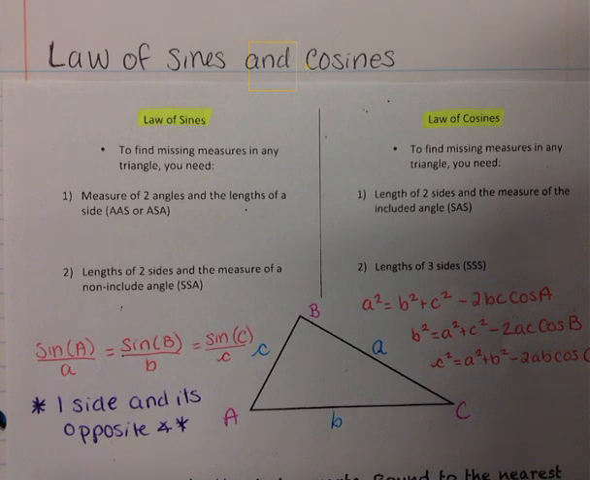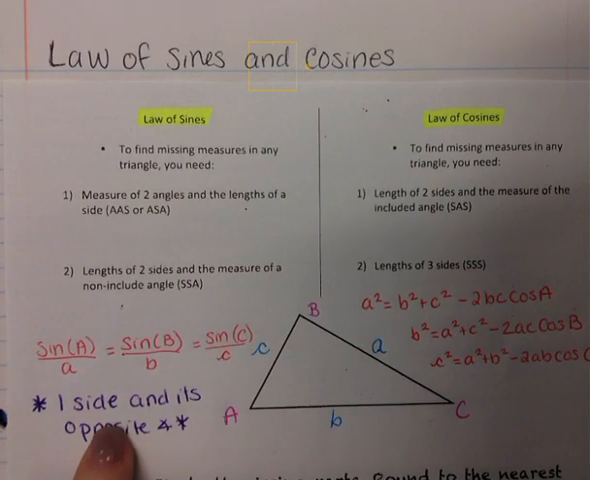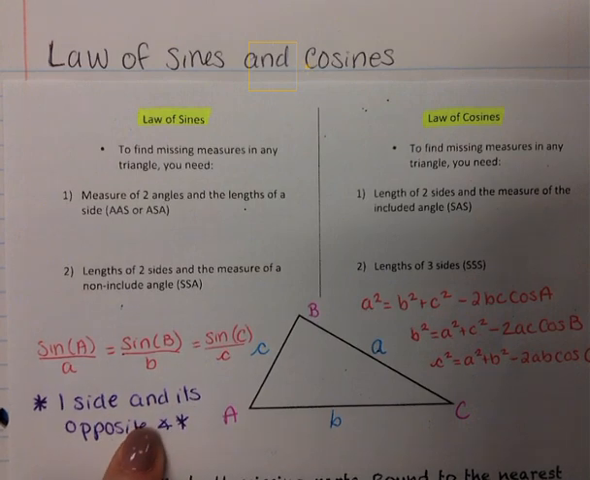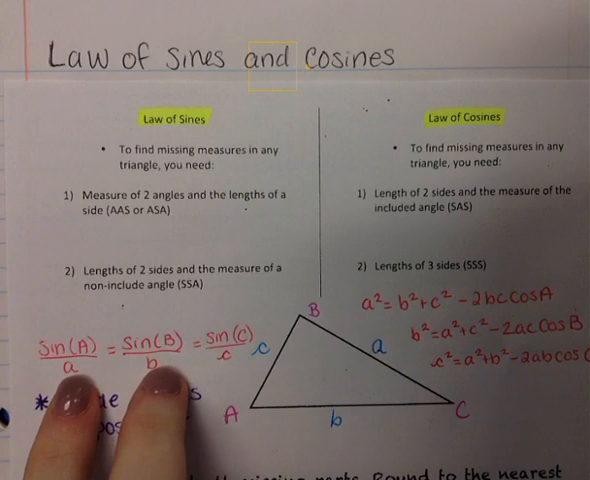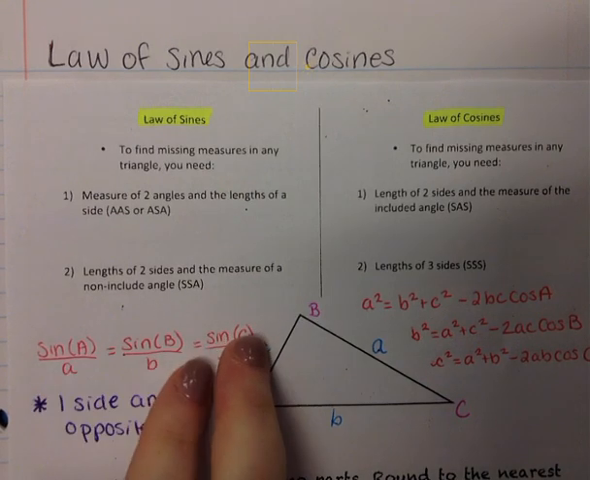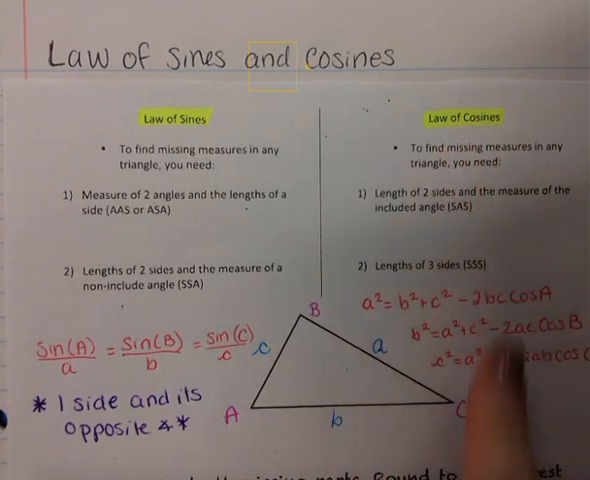This video is on law of sines and cosines. I'm going to do an example of using law of sines, law of cosines, or both. So again, law of sines is when you have one side and its opposite angle, and you would use this proportion. You only need to use two proportions depending on which ones you have and which ones you need. Law of cosines is used when you do not have a side and its opposite angle.